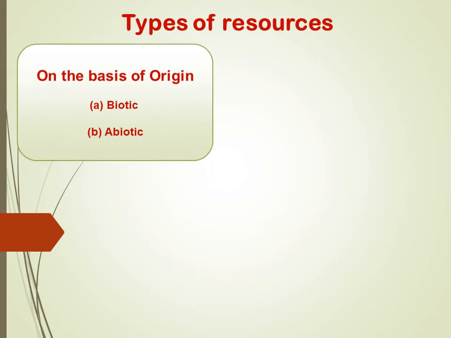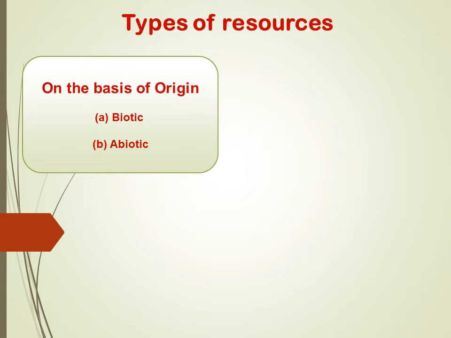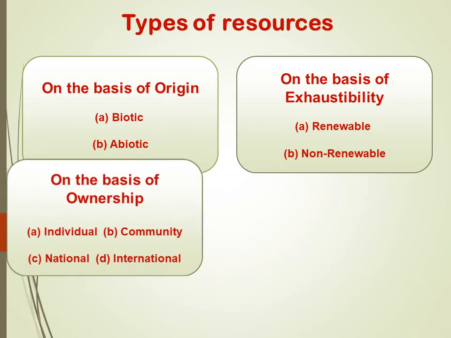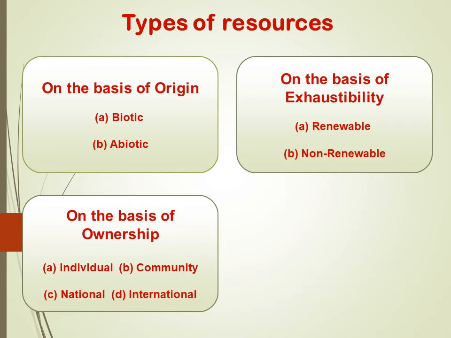Here comes the types of resources. There are basically four major types of resources, children. The first one, on the basis of origin. In this type of resource, we again have two subdivisions, that is biotic and abiotic. Biotic resources have life, and abiotic resources do not have life. On the basis of exhaustibility, resources are of two categories, that is renewable and non-renewable, which can be renewed and cannot be renewed. On the basis of ownership, resources are of four types.